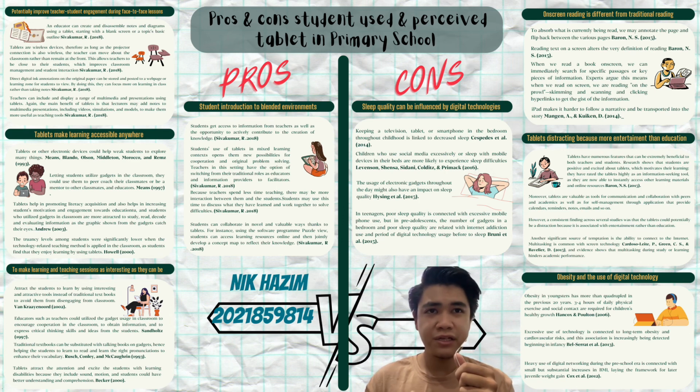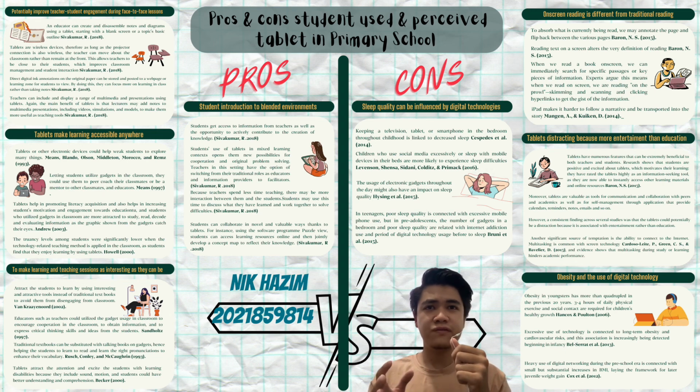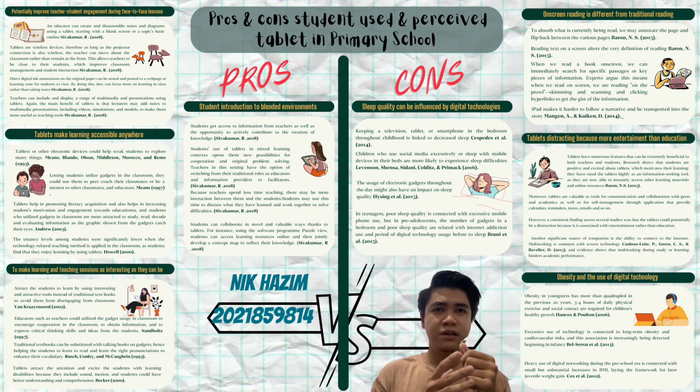Regarding Bruni et al. 2015, in this generation, poor sleep quality is connected with excessive mobile phone use, but in pre-adolescence, the number of gadgets in a bedroom and poor sleep quality are related with internet addiction, use, and period of digital technology usage before sleep.